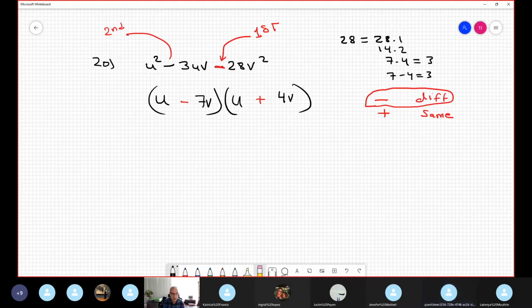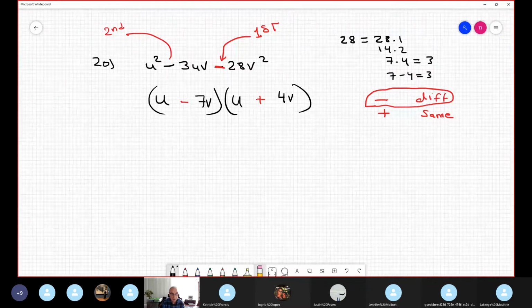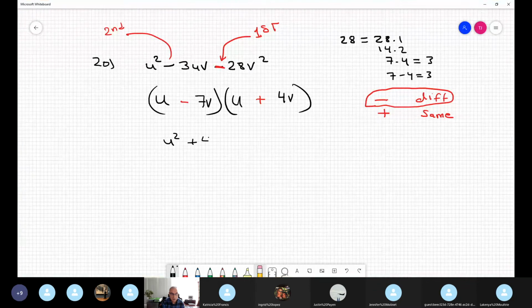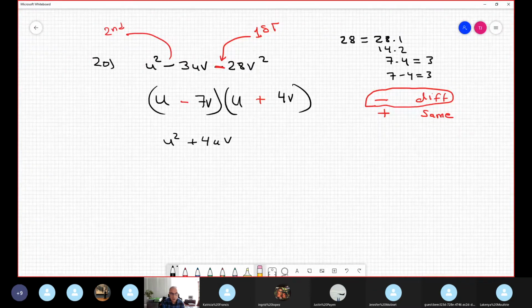Now checking just in case. Your multiplication, FOIL: u times u is u squared. u times 4b is plus 4ub. Negative 7b times u is negative 7ub. And negative 7 times positive 4 is negative 28b squared.